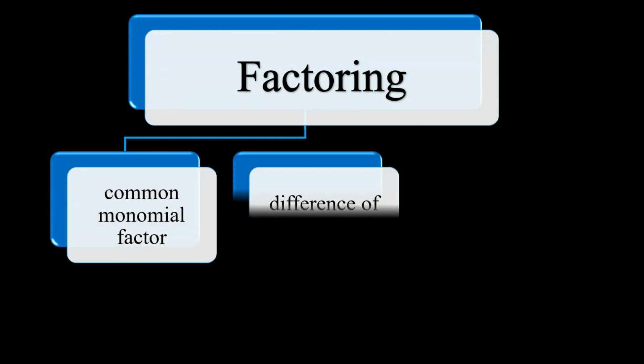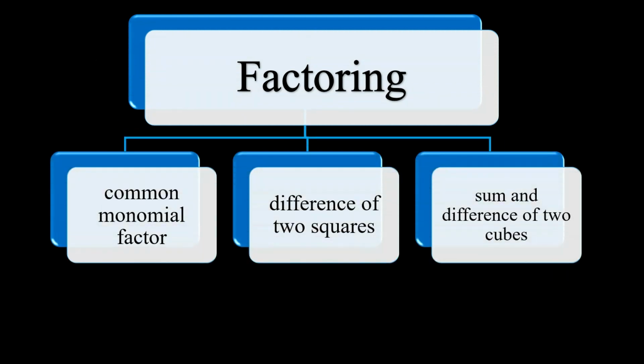First things first, we must learn what is the essence of factoring, why is it important, and later on we will use this technique in solving word problems. So there are three types of factoring that will be discussed in succeeding videos. One is common monomial factor, two difference of two squares, and finally sum and difference of two cubes. In this video, we will focus on common monomial factor.